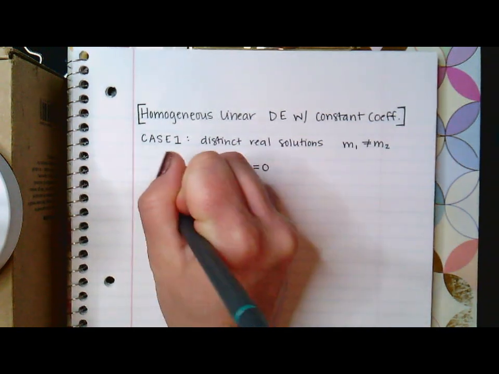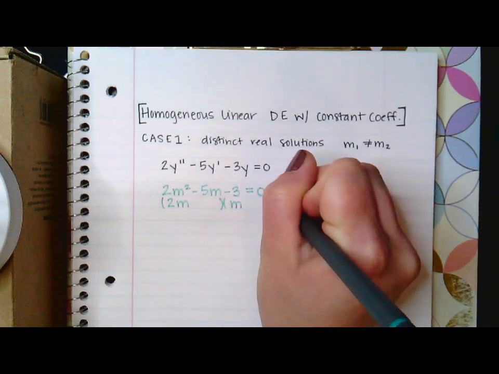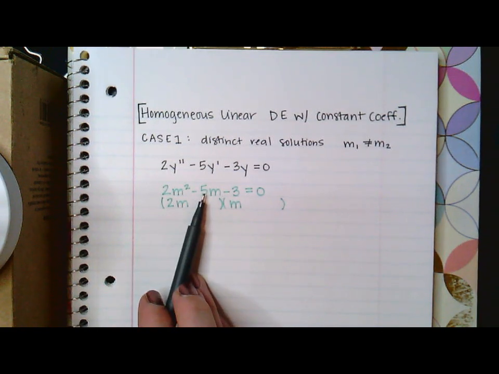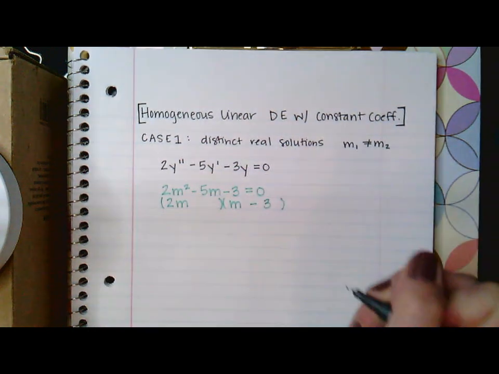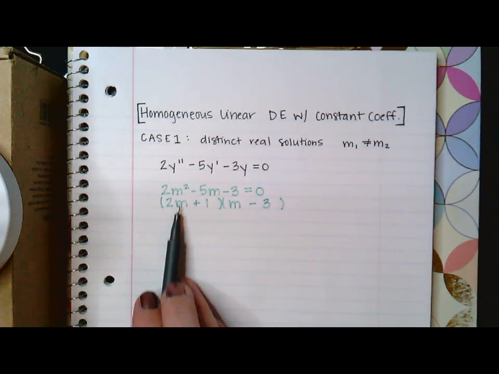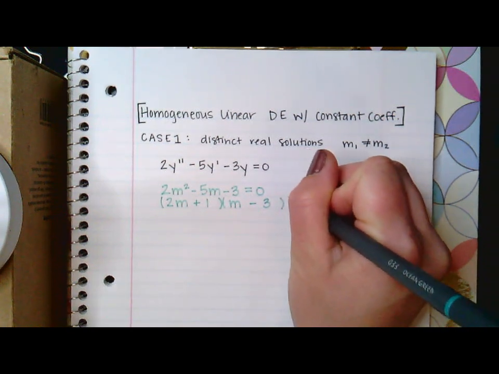We now need to factor this. So I know that 2m and m must be my leading terms, because those are the only two things that would multiply to m squared. And then I need to figure out factors of 3, one positive, one negative, so that when I multiply by 2, I get negative 5. That's going to happen if I put a negative 3 here and a positive 1 here. That's going to give me negative 6m plus 1m, which gives me negative 5m in the middle.